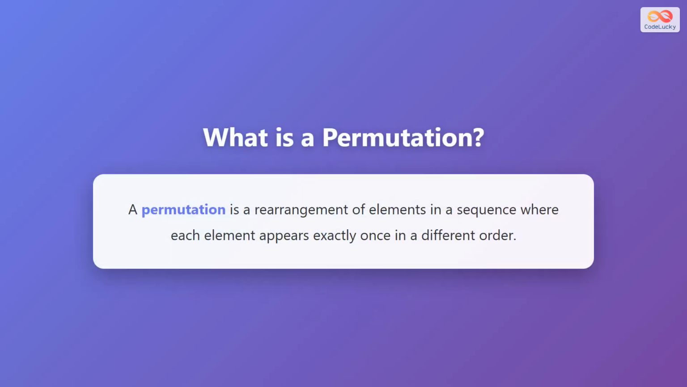Before we dive into the code, let's understand what a permutation actually is. A permutation is a rearrangement of elements in a sequence where each element appears exactly once, but in a different order. Think of it like shuffling a deck of cards. All cards are still present, just in a new random order.